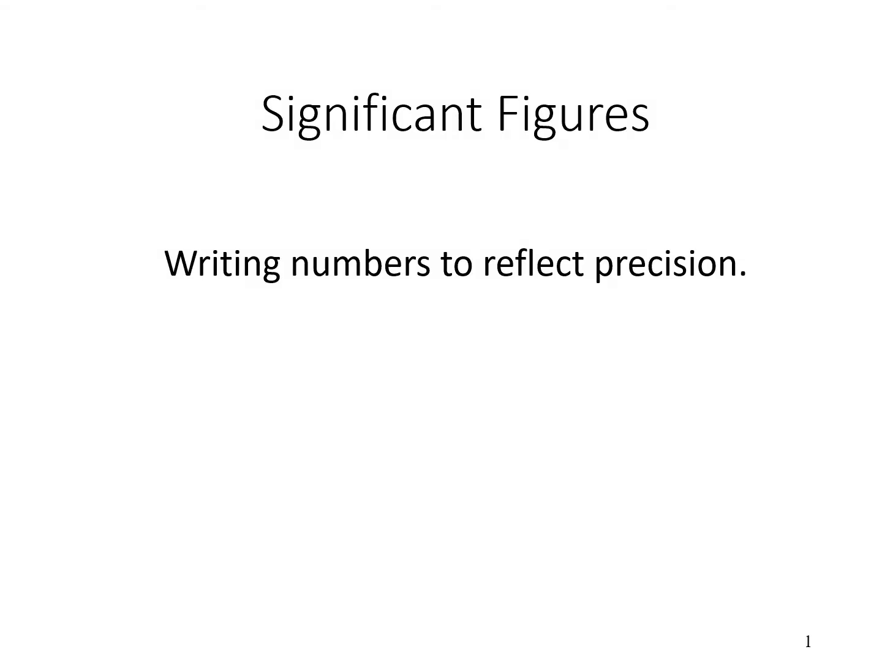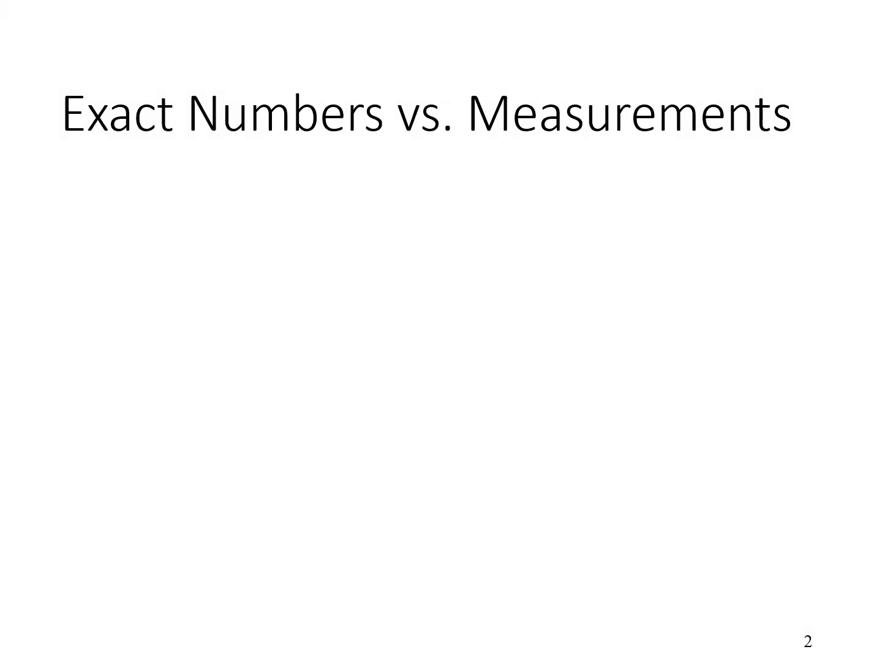In this video, we'll talk about what significant figures are. Significant figures essentially tell us how precise a measurement is, how precise our numbers are. Okay, what does that mean? To understand that, you need to understand that there are two different types of numbers. One is called an exact number, the other is called a measured number or a measurement.